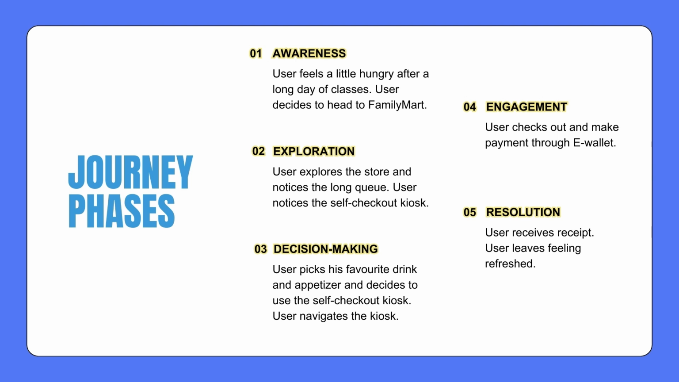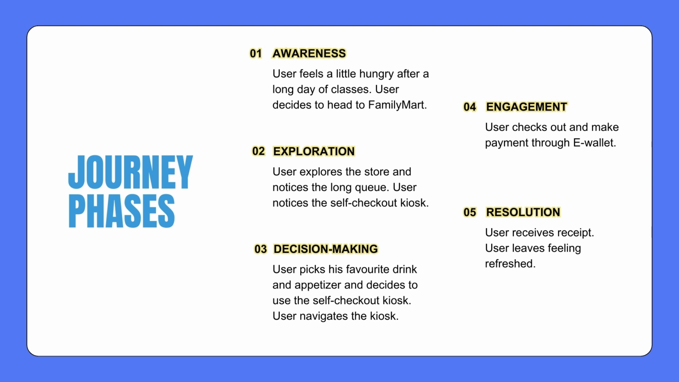There are 5 journey phases. The first one is awareness, where a user feels a little hungry after a long day of classes. User decides to head to Family Mart. The second one is exploration. User explores the store and notices the long queue. User notices the self-checkout kiosk.